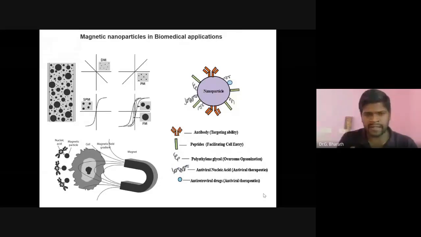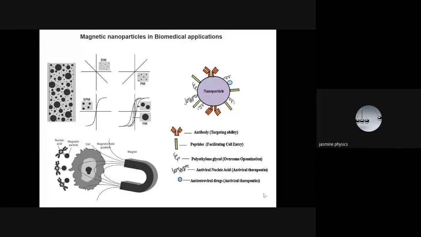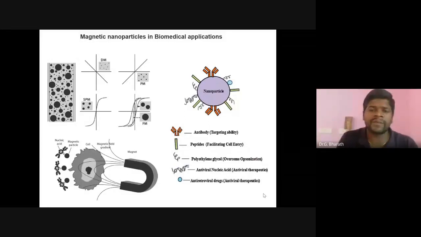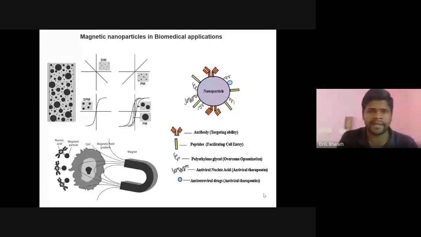Recently, the people are focusing on magnetic nanoparticles for biomedical application. For example, we know the antibody targeting ability, so we may design these magnetic nanoparticles useful for biomedical application. For that, we may just attach the antibody and then peptides. This peptide is facilitating cell entry. And then polyethylene glycol is giving the dispersion ability of the nanoparticles, and maybe it is giving the biocompatibility of the nanoparticles. And then antiviral nucleic acid, whether for antiviral therapeutics or any antiviral drugs, maybe any other drugs, we may load the particular drugs to the material surface.